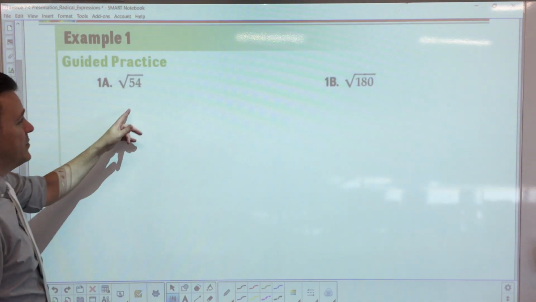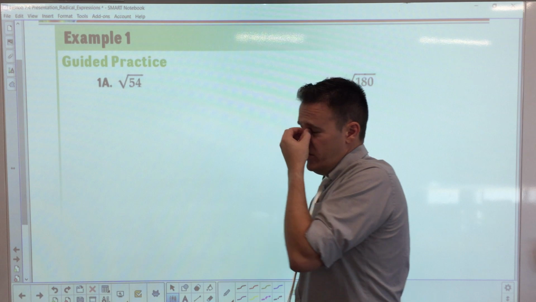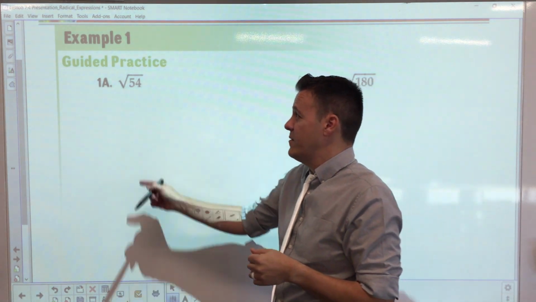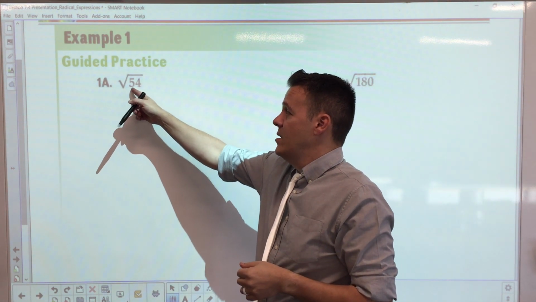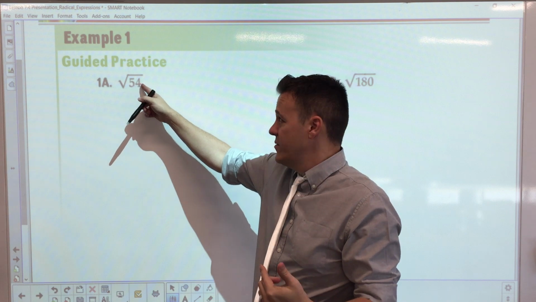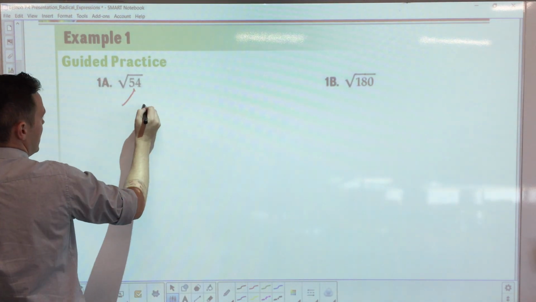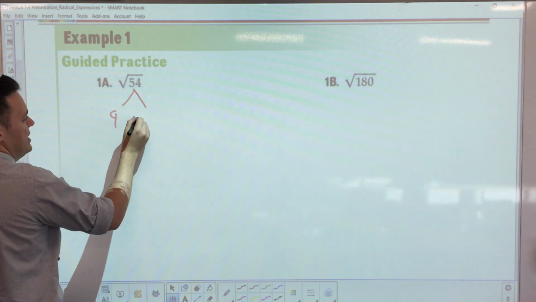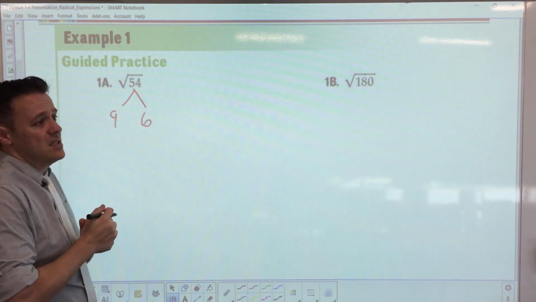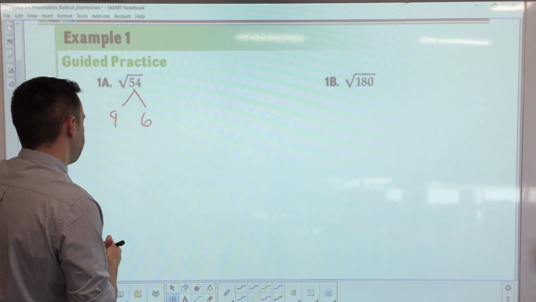So look at your 54. Look at your numbers and you tell me, what number can be divided into this? Can 4? No, it can't, because 4 and then 14. But can 9? The answer would be yes. What two numbers would multiply? It would be 9 and 6. 9 times 6 is 54.